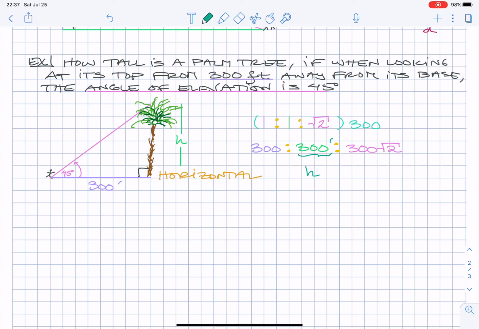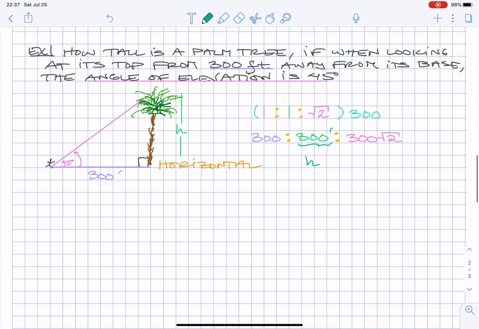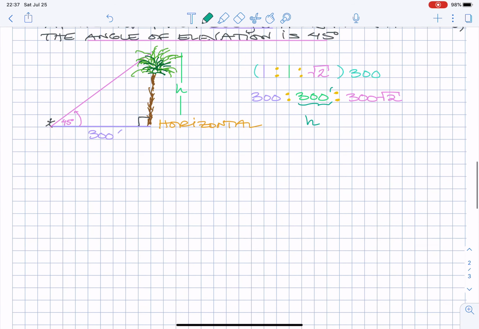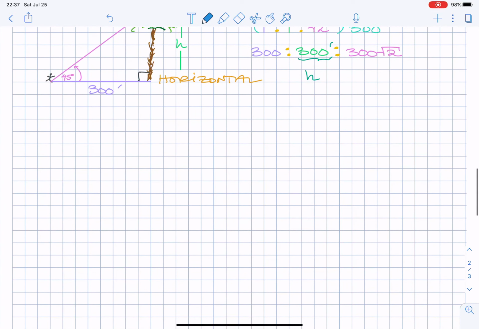That's one heck of a large palm tree. Clearly, I wasn't thinking when I made this up, but you get the idea. We'll call it a magical palm tree that helps you do math. How about that? Okay, so definition.